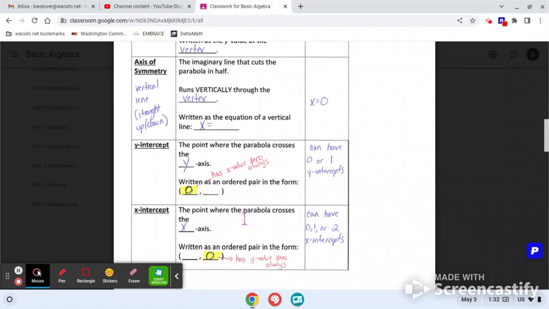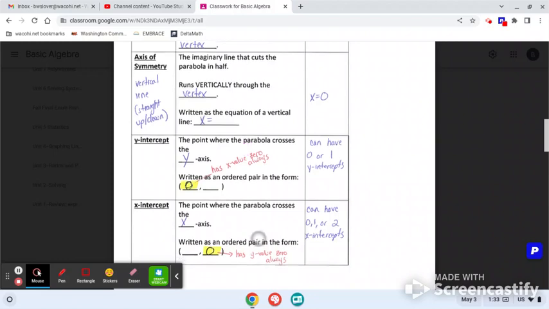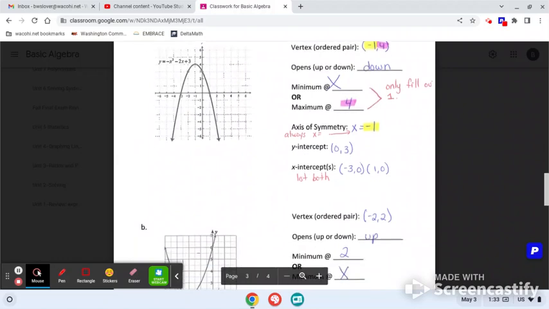Your x-intercept is the point where the parabola crosses the x-axis. You can have 0 x-intercepts, you can have 1 x-intercept, or you can have 2. And it doesn't necessarily have to just cross, it could just touch the axis. Same thing for the y-intercept. It could just touch the y-axis, not necessarily cross.